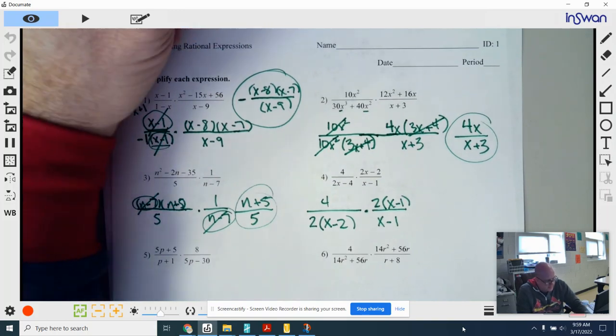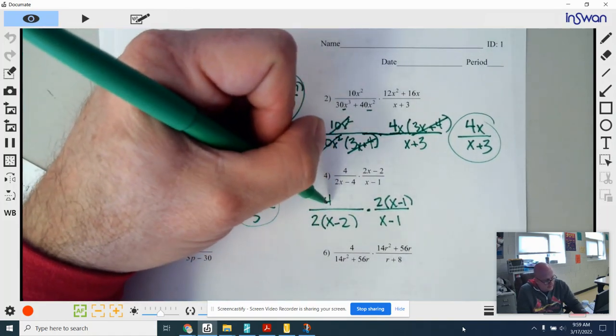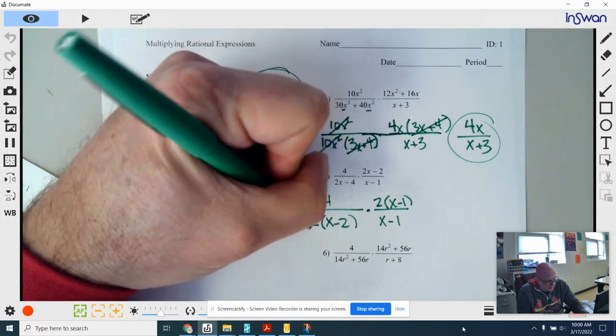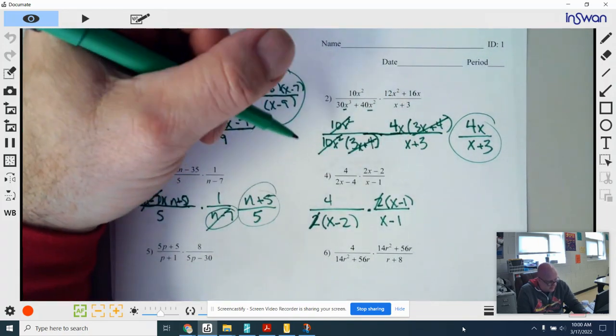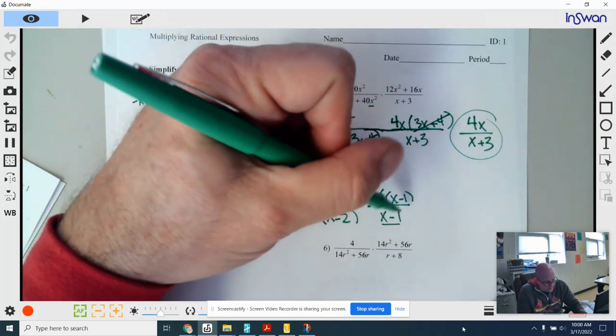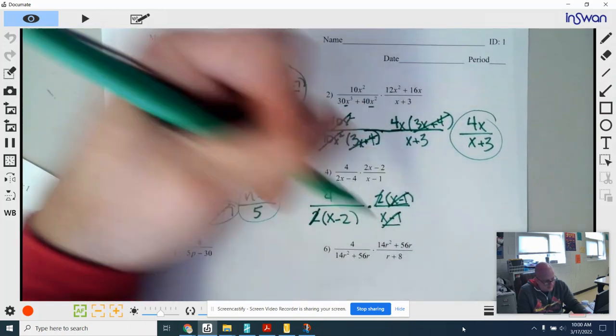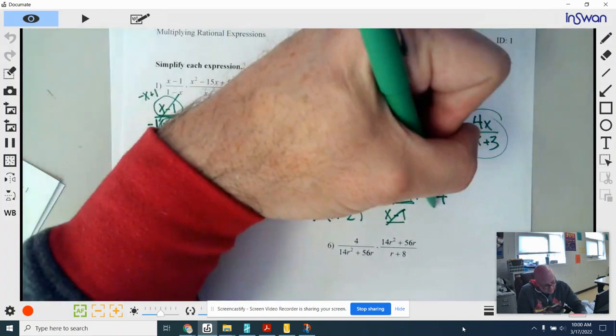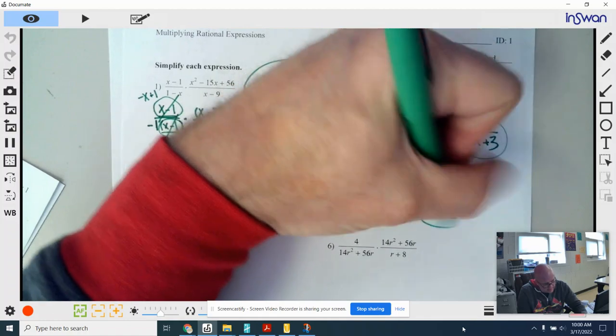Okay, and now you look for factors that you can cancel out. So I could cancel this 4 with that 2. Or I'm like, well, here's a 2 and here's a 2. So that's an even cancel. And then you have this x minus 1 and this x minus 1. So those cancel. So you're left with just a 4 up top and an x minus 2 on the bottom.